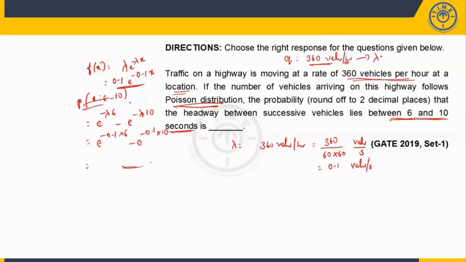Sir, answer is 0.181. Very good. Super. That probability is 0.18. Tomorrow we will do mostly the questions after 2020 in transportation. Okay, sir.